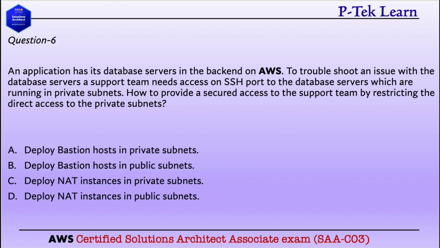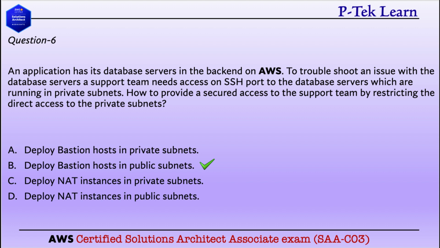But the bastion host must be in the public subnet so that it can connect to the private subnet on the SSH port and access the database servers. So let's go through the options. Option A, deploy bastion host in private subnets. No, which is not correct. So here the option B is the right answer. Deploy bastion host in public subnets. The users will access SSH connection to database servers in private subnets through these bastion hosts on public subnets. So option B is the right answer.